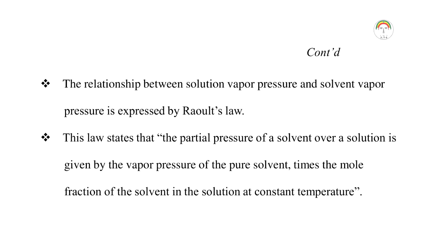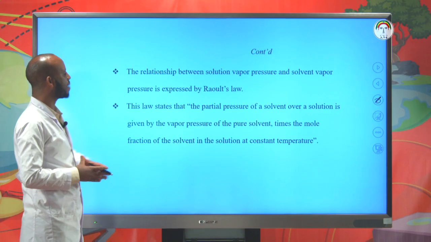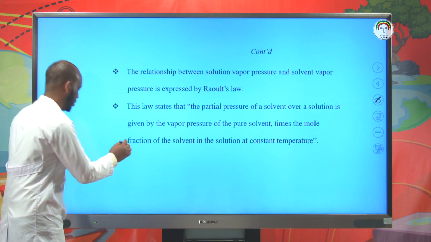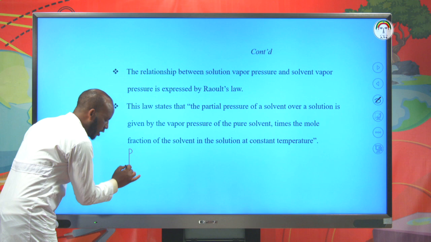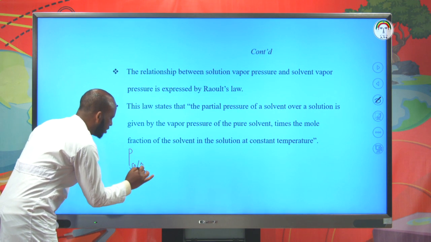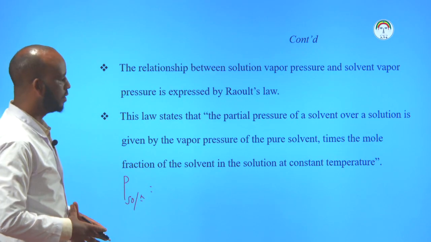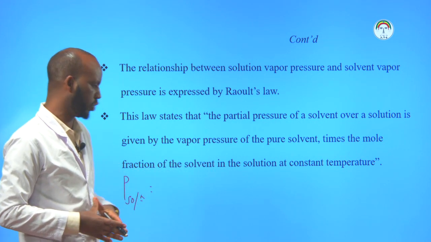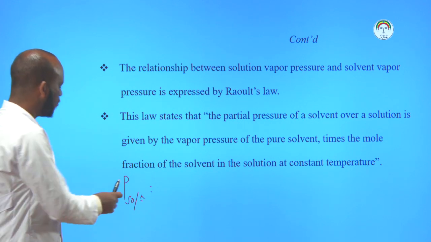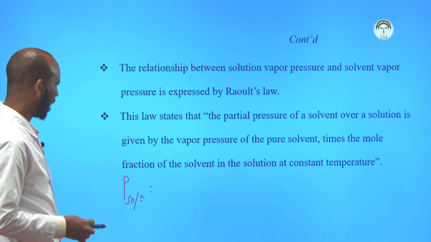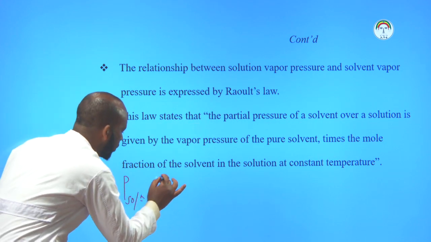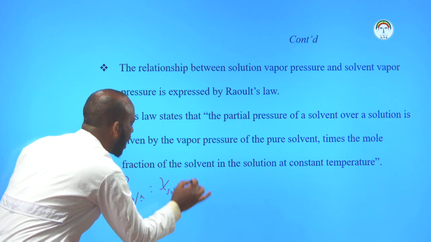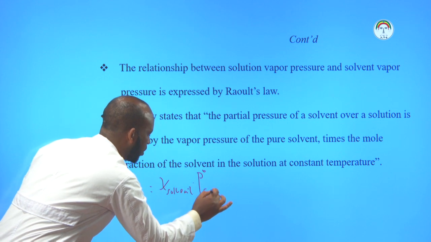The relationship between solution vapor pressure and solvent vapor pressure is expressed by Raoult's law, which states the partial pressure of a solvent over the solution, which is P of the solution, is given by the vapor pressure of the pure solvent times the mole fraction of the solvent in the solution at constant temperature. Therefore, vapor pressure of a solvent over the solution, according to Raoult's law, equals mole fraction of the solvent times vapor pressure of a pure solvent.